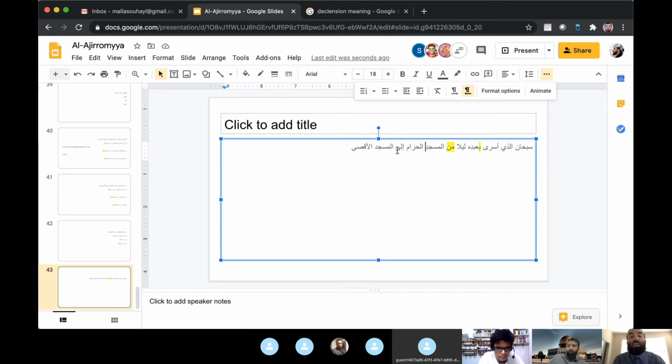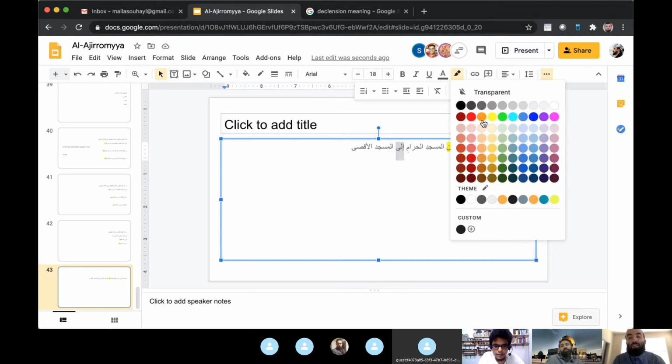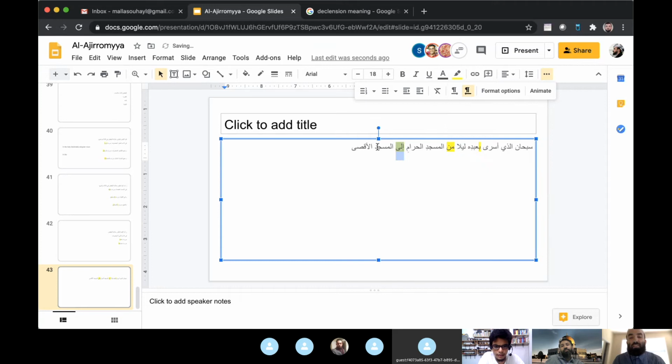Laylan min al masjidil harami. Min al masjidil harami. What is this? Ila. You guys should know this as well. Same, Sheikh. It's the particle of khafad. Min, ila, an, ala. All of those. Very good. Barakallah fikum.